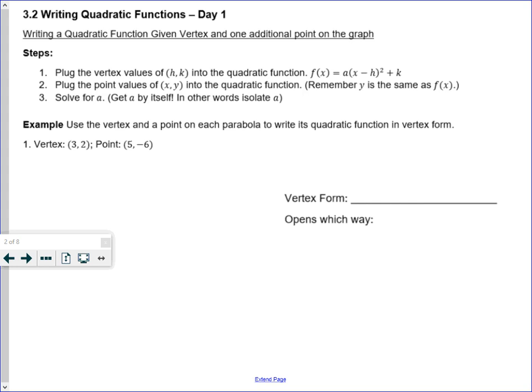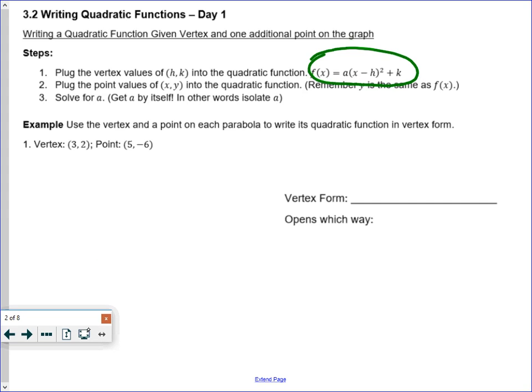What we want to do is, given the vertex, plug it into the quadratic function f of x equals a times x minus h squared plus k. We're going to plug the point's values of x and y into the quadratic function. Remember, y is the same as f of x. Don't forget that. We use them kind of interchangeably. Then solve for a. To solve for a, you want to isolate it and get it by itself.